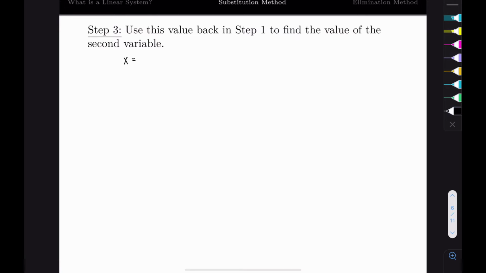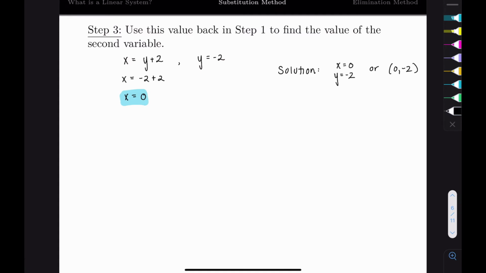So we were able to figure out that x was equal to y plus 2. We just figured out that y has to equal -2. So the x value needs to equal -2 plus 2, so our x is going to equal 0. So at this point, we have our solution. You can write this a couple different ways. You can say x is equal to 0, y is equal to -2, or you can write that as the coordinate pair that satisfies both of the systems.